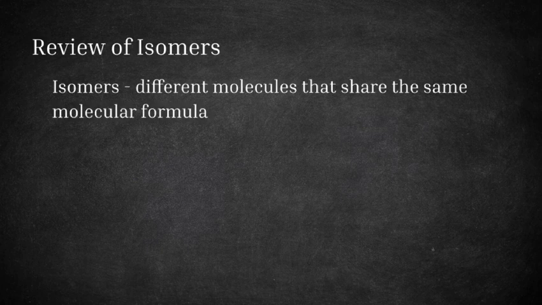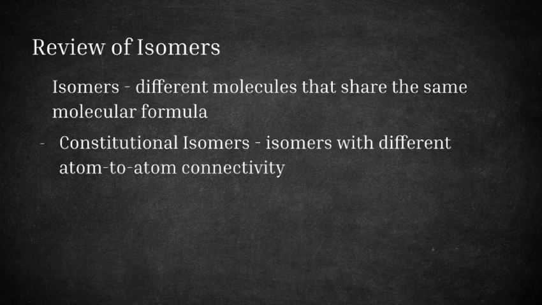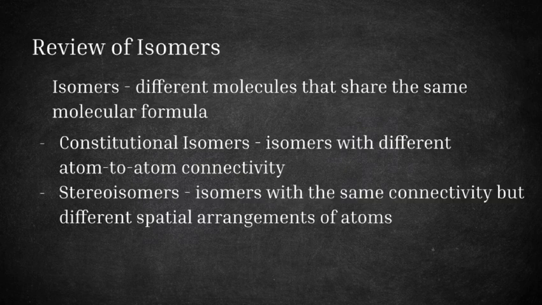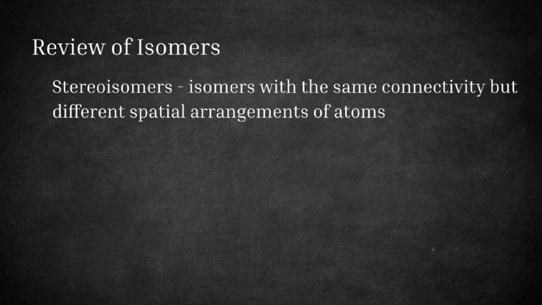Up until now, we've explored various types of isomers. Let's revisit the concepts, starting with the definition of isomers. Isomers are different molecules that share the same molecular formula. If two molecules have different molecular formulas, they are not considered isomers. Isomers with different atom-to-atom connectivity are called constitutional isomers, while those with the same connectivity but different spatial arrangements are known as stereoisomers. Stereoisomers can be further divided into subcategories.